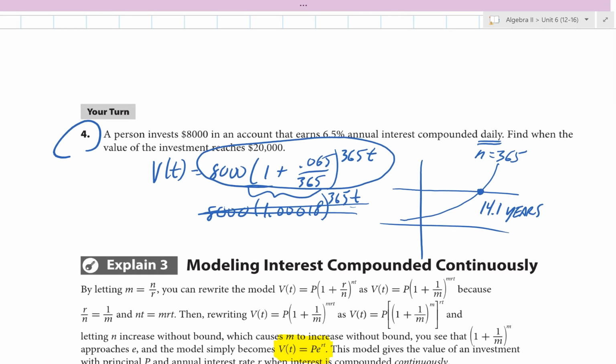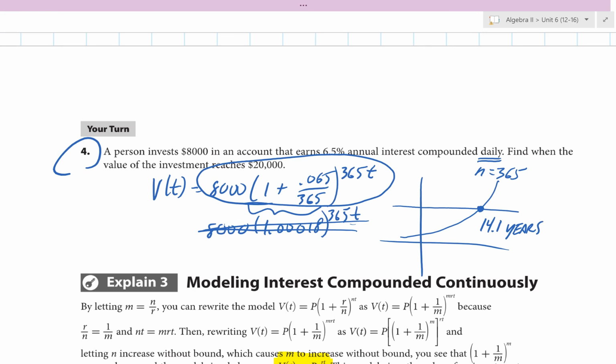how could you compound more than daily? Hourly, you could compound hourly, so you could figure out how many hours there are in a year. Okay, what would be more frequent than that? Every minute, every second. Okay, what would be more frequent than that? Every millisecond. Okay, and it would never end, right? I could say I'm going to compound every half millisecond. So there's no limit to how often you can compound.